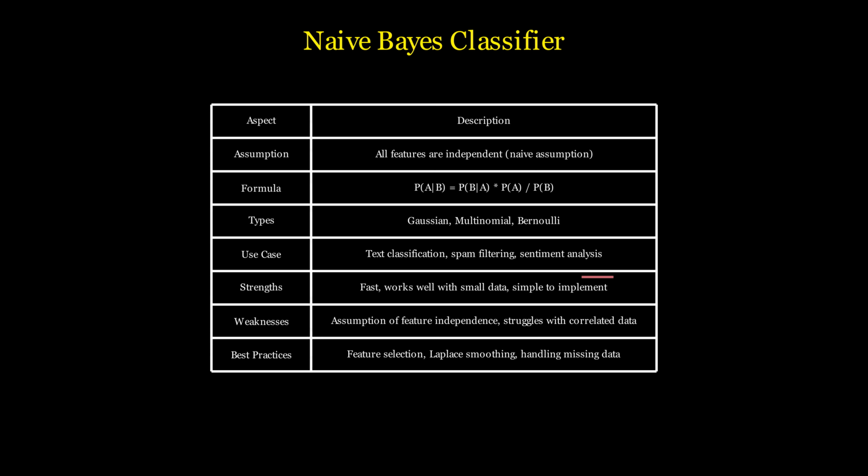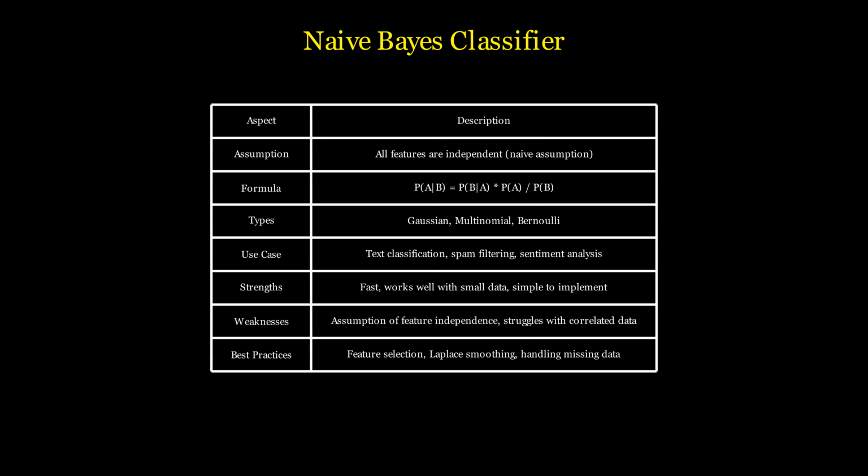Naive Bayes is fast, requires less training data, and works well with high-dimensional data, making it suitable for real-time applications. However, its assumption of feature independence can lead to incorrect predictions when features are highly correlated. To improve performance, it is recommended to use feature selection, Laplace smoothing to handle zero probabilities, and appropriate handling of missing data.